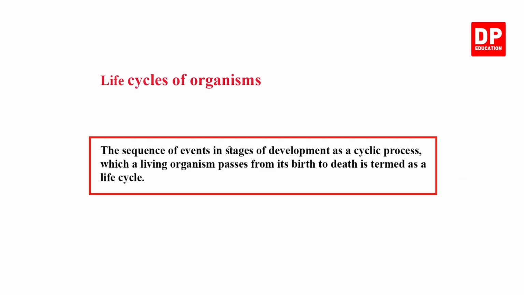So, in simple terms, the sequence of events in stages of development as a cyclic process through which a living organism passes from its birth to death is termed a life cycle.